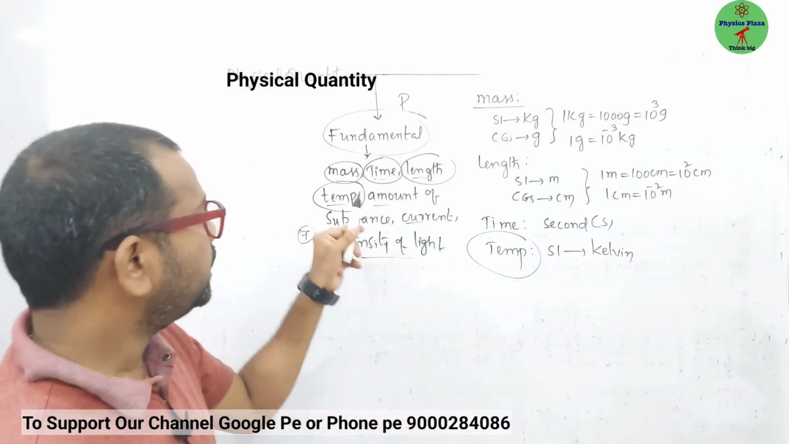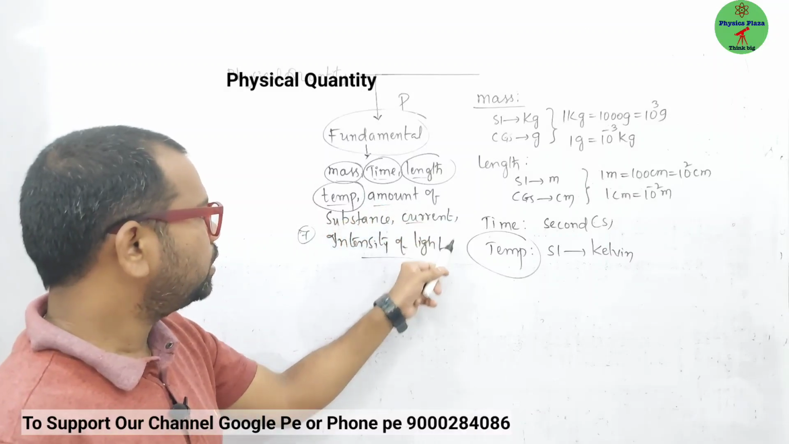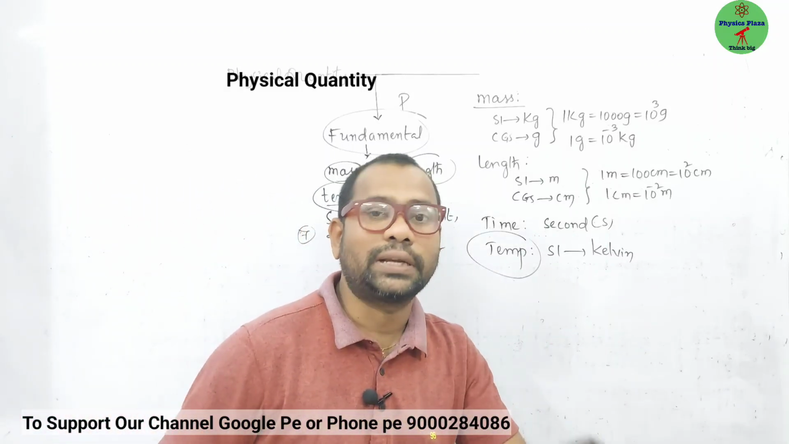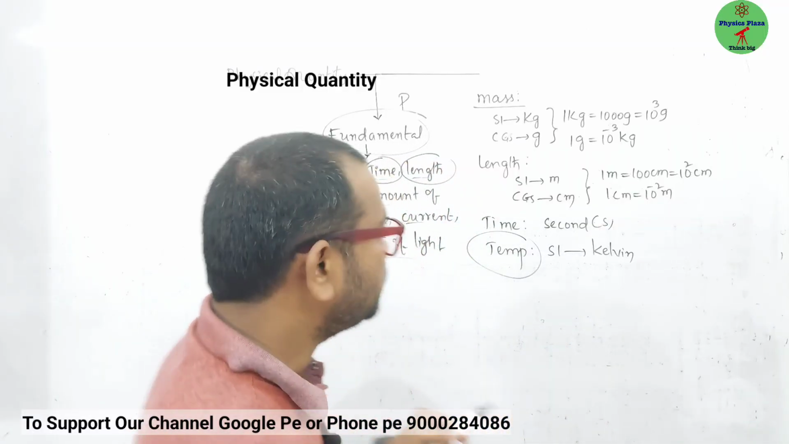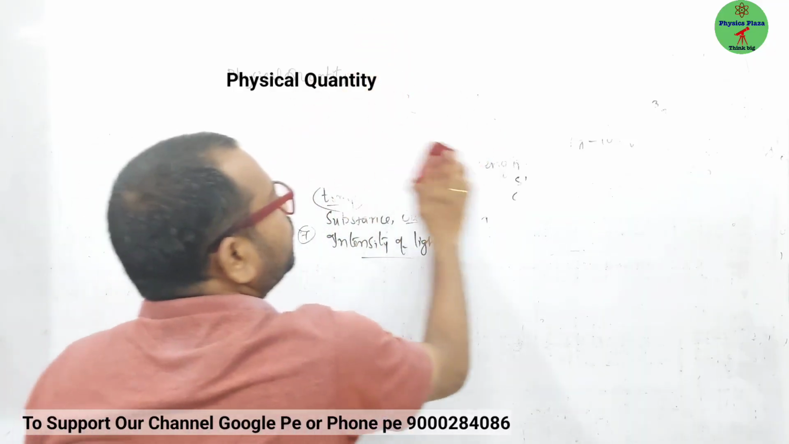Especially in class 6, you have learned about only mass, time, length, temperature. So the remaining fundamental quantities you will be learning in class 9th and class 11th also. That's fine. And how can we express this physical quantity, children?